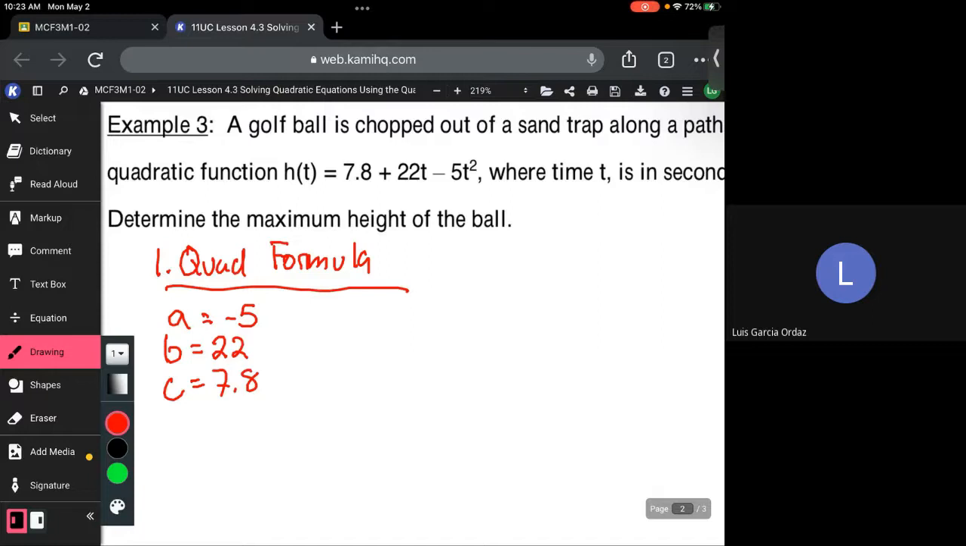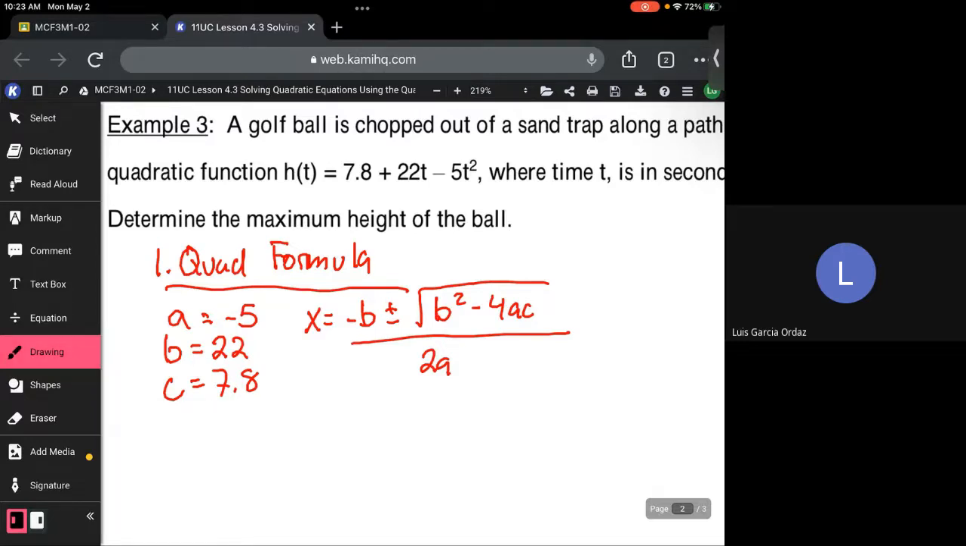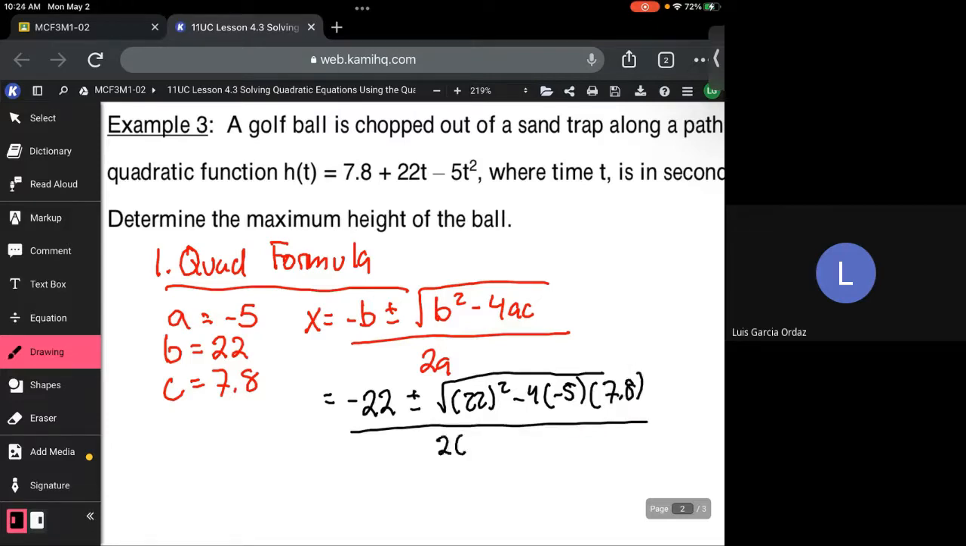So again, my quadratic formula is x is equal to -b plus or minus the square root of b squared minus 4ac, all divided by 2a. I'm guessing you have the quadratic formula memorized. Yeah, when you say it a billion times over and over, it gets stuck in your head. So b is going to be 22, so I'm going to have -22 plus or minus the square root of b squared, which is 22 squared, minus 4 times -5 times 7.8, divided by 2a, which is 2 times -5.